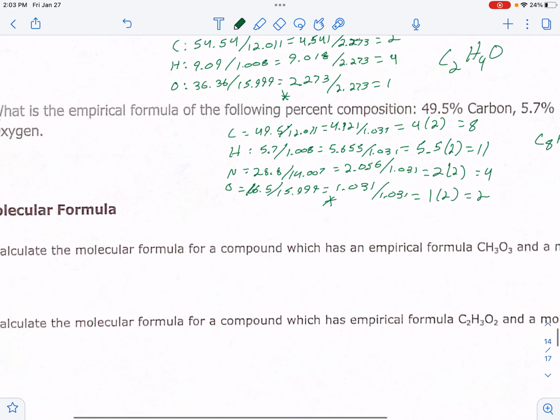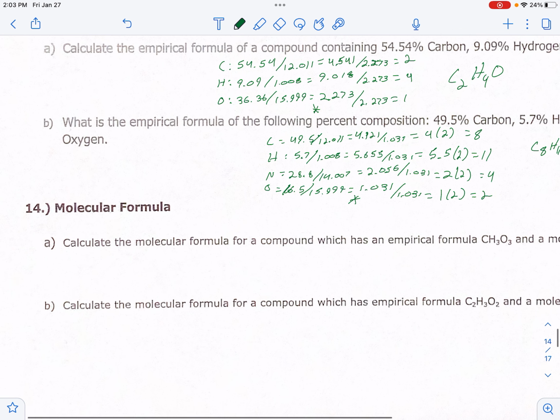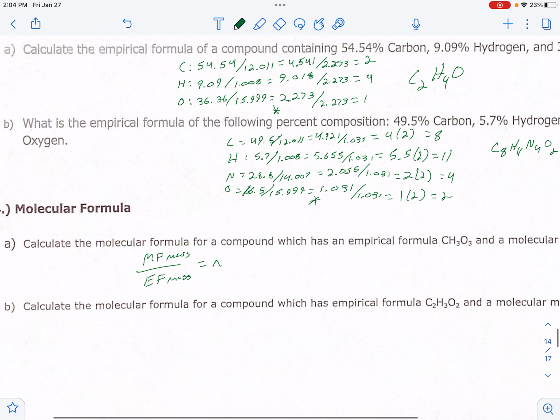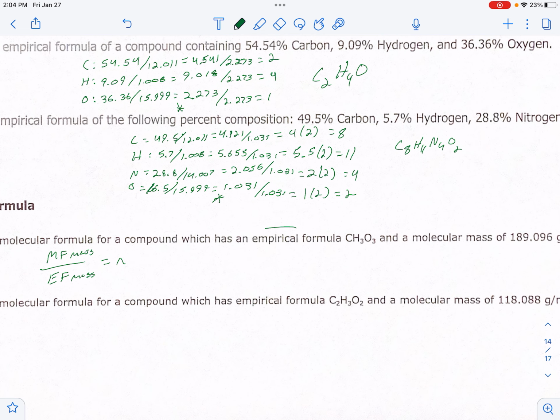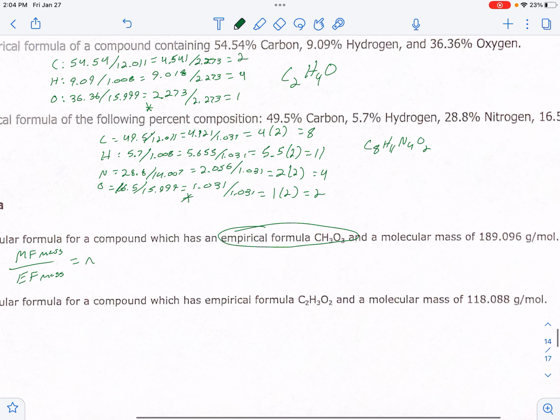Now, molecular formula. The equation for that is basically you take your molecular formula mass divided by your empirical formula mass, and that'll give you n, the value to multiply your empirical formula by. Because remember, empirical formulas are just a simplified, reduced version of the molecular formula. So in these questions, I give you the empirical formula and the molecular formula mass. I don't give you the molecular formula, that's what you have to find, but I give you the mass of it.